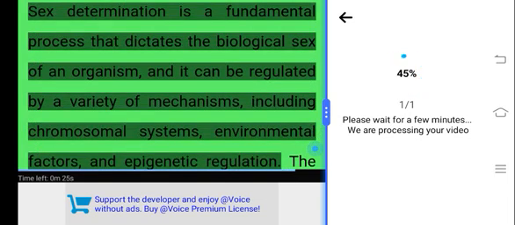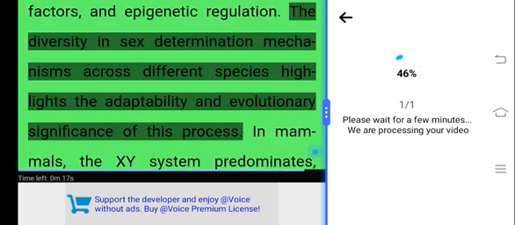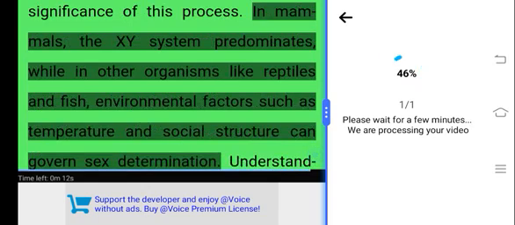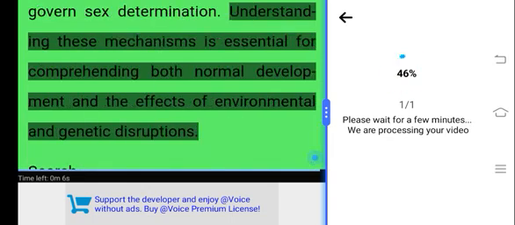Conclusion. Sex determination is a fundamental process that dictates the biological sex of an organism, and it can be regulated by a variety of mechanisms, including chromosomal systems, environmental factors, and epigenetic regulation. The diversity in sex determination mechanisms across different species highlights the adaptability and evolutionary significance of this process. In mammals, the XY system predominates, while in other organisms like reptiles and fish, environmental factors such as temperature and social structure can govern sex determination. Understanding these mechanisms is essential for comprehending both normal development and the effects of environmental and genetic disruptions.